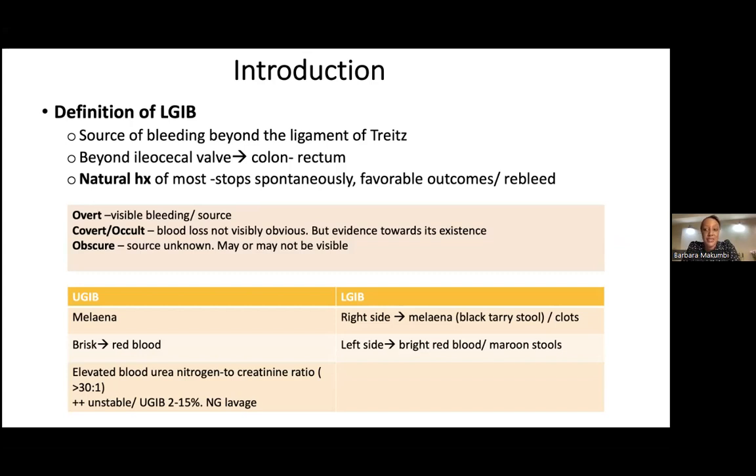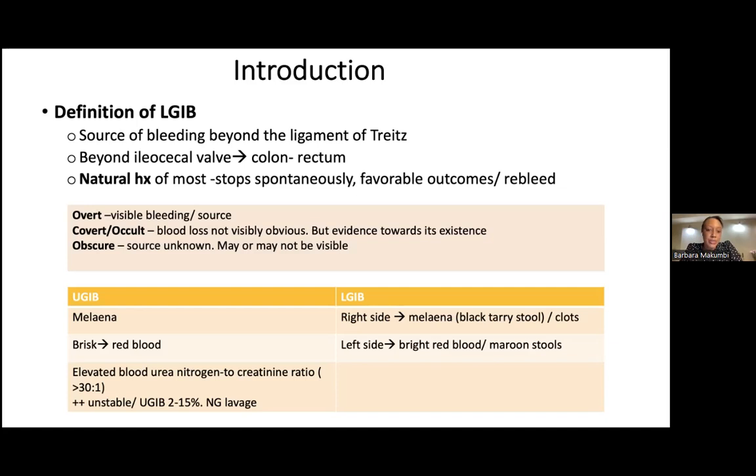Just to highlight further definitions, I'd like to highlight the definition of overt, covert, occult, and obscure bleeds. Overt bleeds are those that have a visible source when you investigate the patient with bidirectional endoscopy or other means. Covert or occult bleeds are blood loss that's not visibly obvious, but evidence towards its existence does exist. And obscure bleeds are where the source is completely unknown. You have a patient with iron deficiency and you need to investigate and see why this patient is bleeding.